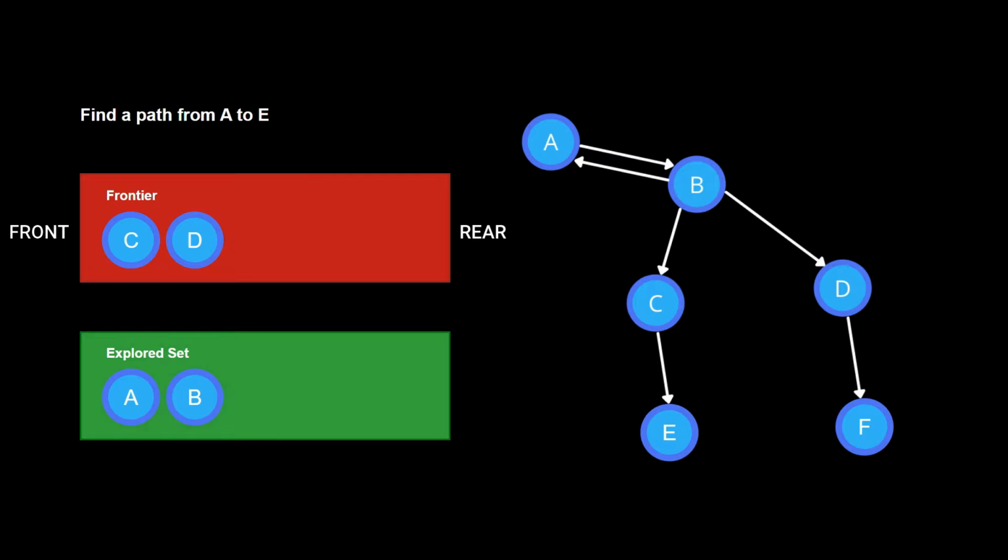Frontier is not empty. As the frontier is a queue, we will remove the node which is nearest to the front of the frontier, and that is node C. Node C does not contain the goal state. Add node C to the explored set. By expanding node C, we get node E as resulting node. Node E is not already in the frontier or the explored set. Considering that our frontier is a queue, we will add node E to the rear of the frontier.